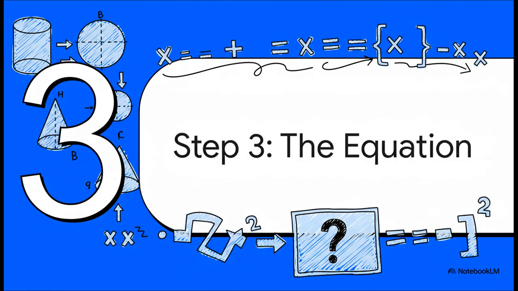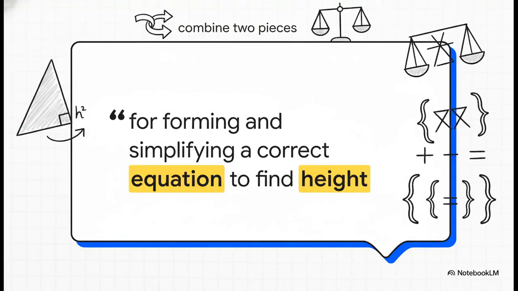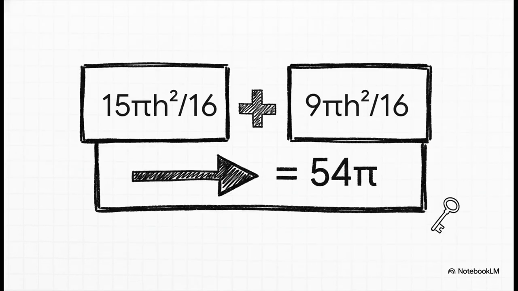Now it's time for step 3, building the big equation. And you guessed it, this is where we earn our third and final process mark. The mark scheme is looking for us to form and simplify a correct equation to find height. Let's do it. It's pretty simple, really. We just add our two pieces together, the curved area plus the base area. And remember, the question told us right at the start that the total surface area is 54 pi. So we just set our whole expression equal to that. This is it, the equation that's going to give us our answer.